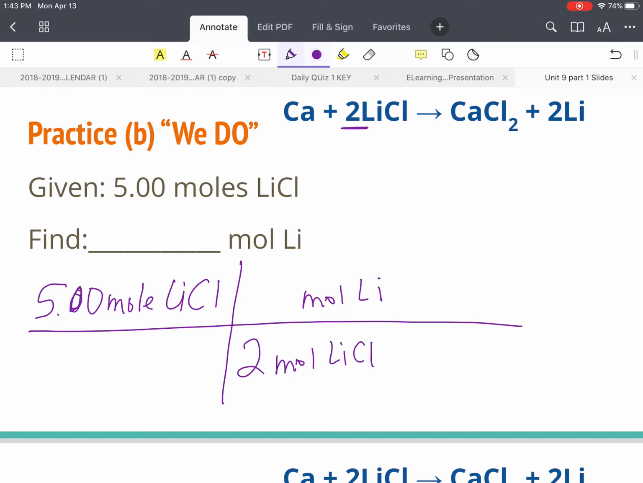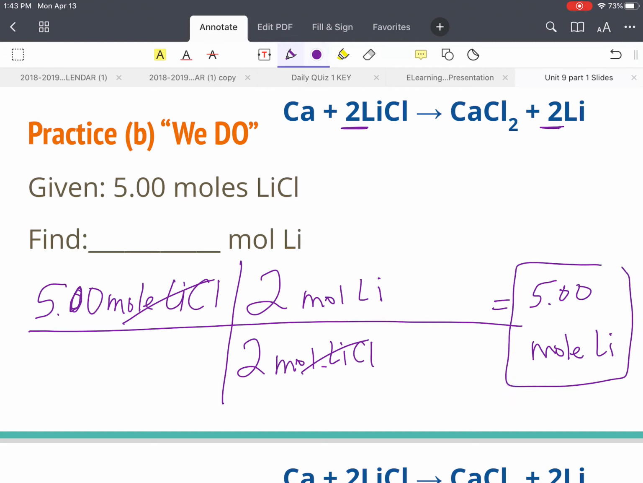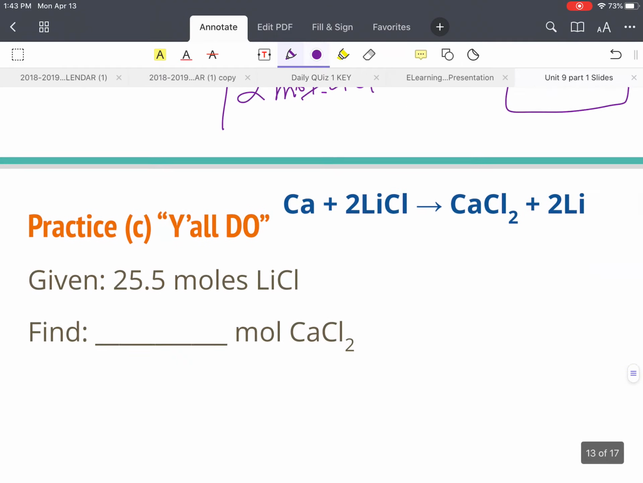How many moles of lithium chloride do I have? Well, I have 2. How many moles of lithium do I have? Well, I have 2. Okay, so now I know that these 2 moles cancel out here, so I'm left with moles of lithium, which is what I'm looking for. And then I'm just going to do 5 times 2 divided by 2. So again, I end up with the same thing. This is just saying if I start with 5 moles of lithium chloride, I'm going to end up with 5 moles of lithium. Okay.